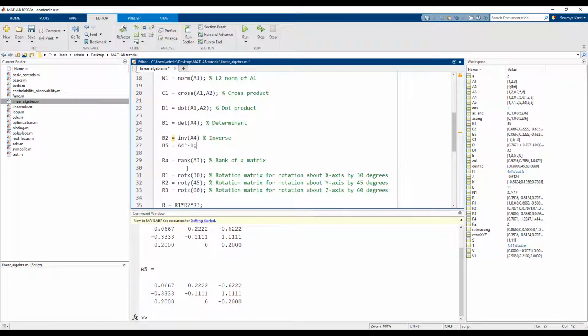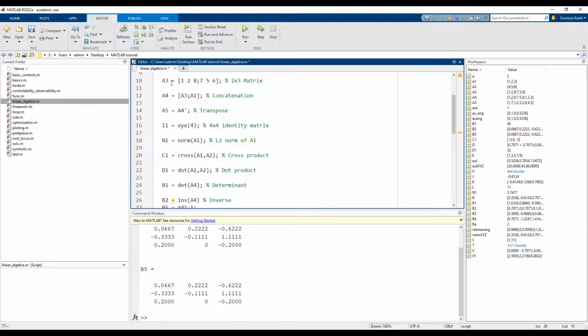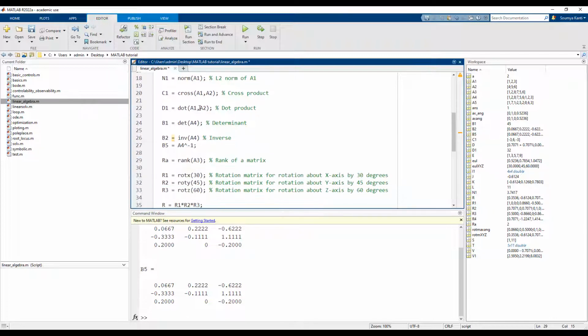Okay. Rank. So rank also works in a similar way. So suppose I wanted to find out what is the rank of A3, this one. This is a 2 by 3 matrix, so it can be a maximum of rank 2. So you can see that okay, rank is 2 here.